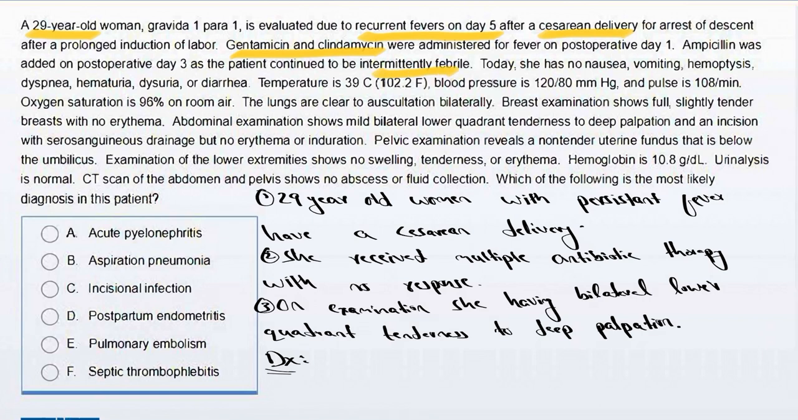Today, she has no nausea, vomiting, hemoptysis, dyspnea, hematuria, dysuria, or diarrhea. Temperature is 39 still. Blood pressure is 120 by 80 and pulse is 108. Oxygen saturation is 96%. The lungs are clear to auscultation bilaterally. Breast examination shows full, slightly tender breasts with no erythema. Abdominal examination shows mild bilateral lower quadrant tenderness to deep palpation.